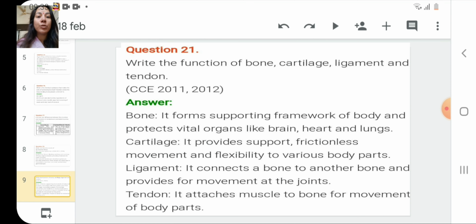So the answer to this question is, bones form the supporting framework of the body and protect vital organs like brain, heart and lungs, whereas in case of cartilages, it provides support, frictionless movement and flexibility to various parts of the body wherever it is present. Ligaments connect a bone to another bone and provide for movement at the joints. And tendons are attached to muscles, and it is a kind of attachment between bones and muscles which facilitates the movement of various body parts.